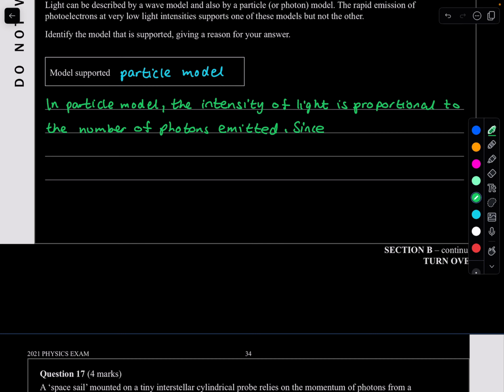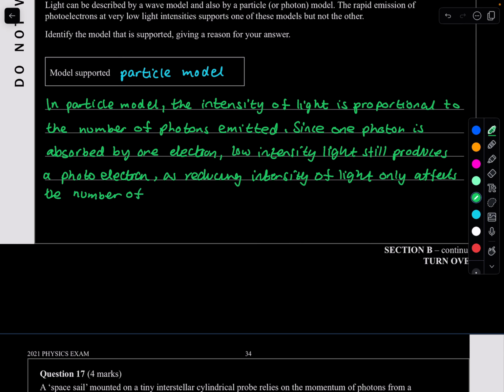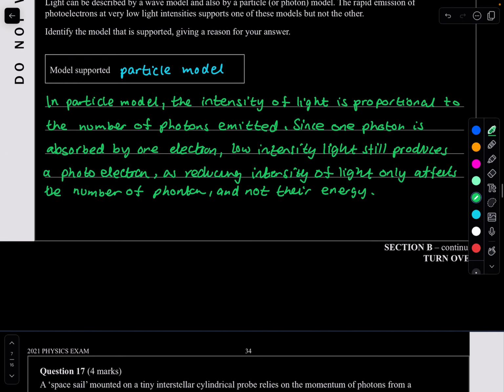Since one photon is absorbed by one electron, low intensity light still produces a photoelectron, as reducing the intensity of light only affects the number of photons and not their energies. Beautiful. That is nice and detailed. For 2 marks, yeah, that should get you there.